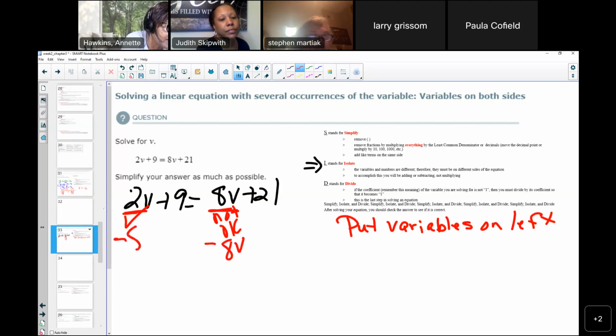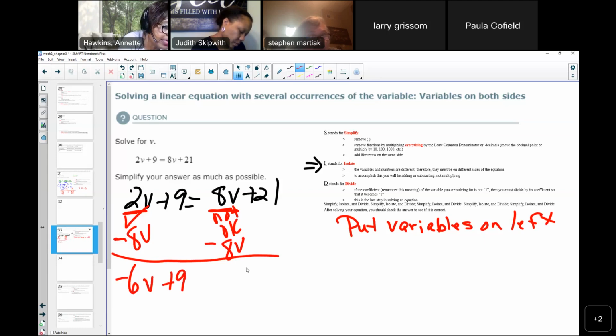And because this is a balanced scale, I have to do the same thing to the left. Once I subtract 8v from both sides, I need to clean it up. 2 plus negative 8 is negative 6v, plus 9 equals 21. Let me stop and see if there are questions. I haven't finished. I just put all variables on the left.